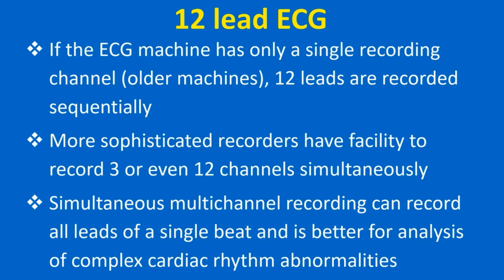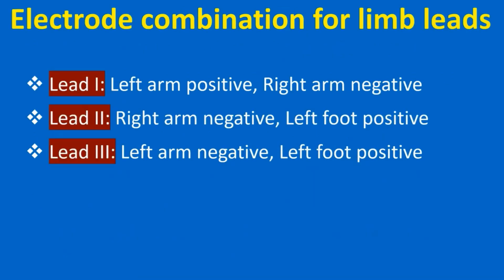If the ECG machine has only a single recording channel, 12 leads are recorded sequentially. More sophisticated recorders have facility to record 3 or even 12 channels simultaneously. Simultaneous multi-channel recording can record all leads of a single beat and is better for analysis of complex cardiac rhythm abnormalities.